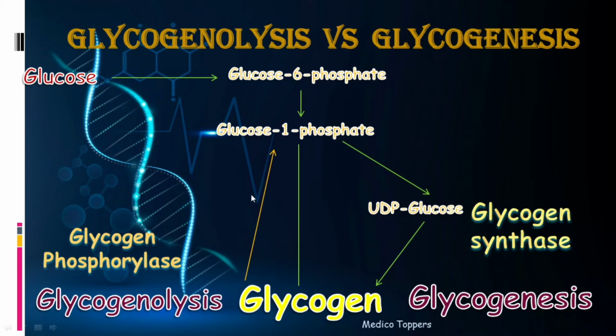Whatever we are studying, we have to remember mainly these two enzymes, because these two form the rate limiting step: glycogen synthase and glycogen phosphorylase. Then glucose 1 phosphate gets converted to glucose 6-phosphate, and glucose 6-phosphate to glucose with the help of glucose 6-phosphatase, and this reaction will happen in the reverse direction in glycogenolysis.